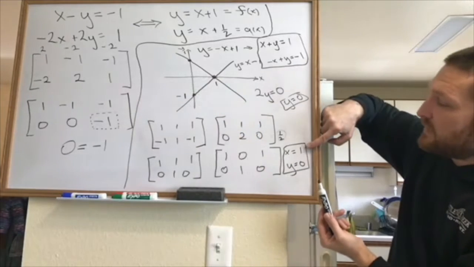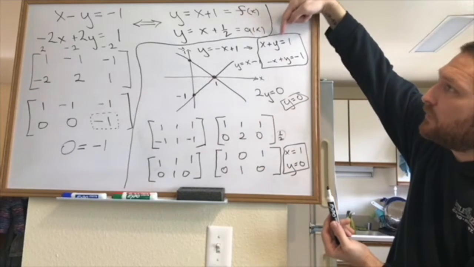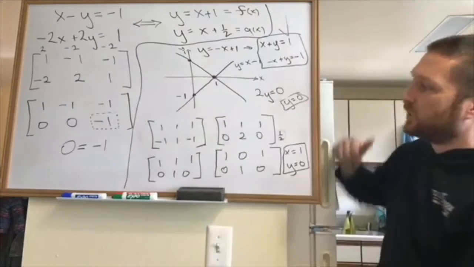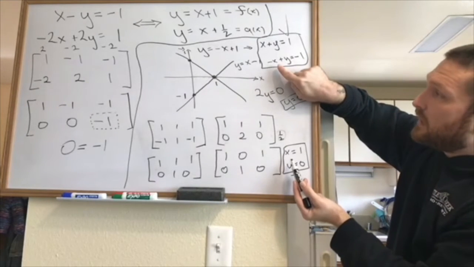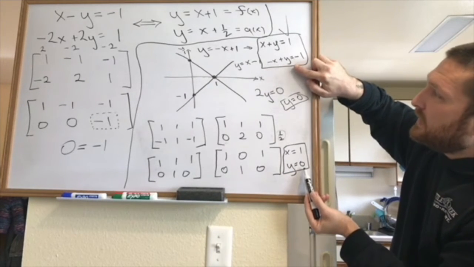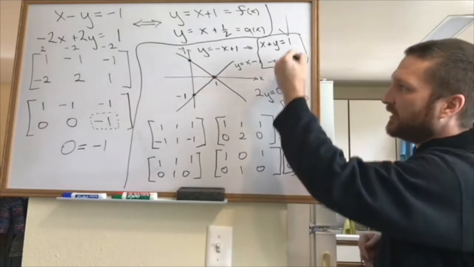Or we could just plug this 1 into here. We get 1 plus 0 equals 1. Check on the first equation. Negative 1 plus 0 equals negative 1. Check on the second equation.